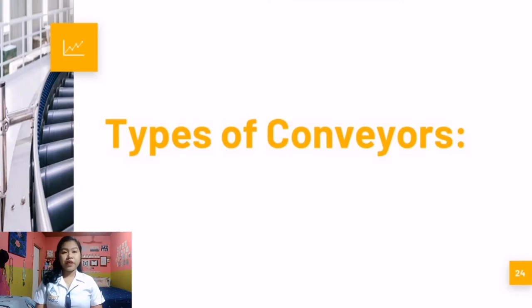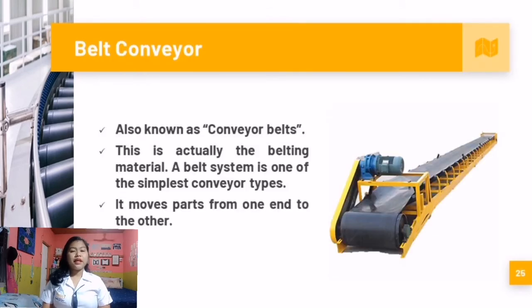There are many types of conveyor systems. Each type of conveyor serves a specific purpose. Some of these are belt conveyors. It is also known as conveyor belts. It is actually the belting material. A belt system is one of the simplest conveyor types. It moves parts from one end to the other. Belt conveyors are the most common and simplest form of conveyor and can have variable speeds.